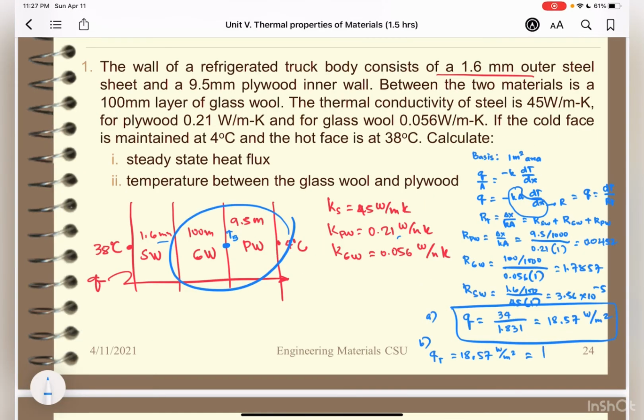So you have here your TB minus 4 degrees all over the resistance of your plywood, which is 0.0452, and computing for your TB, you'll get it to be around 4.84 degrees Celsius.